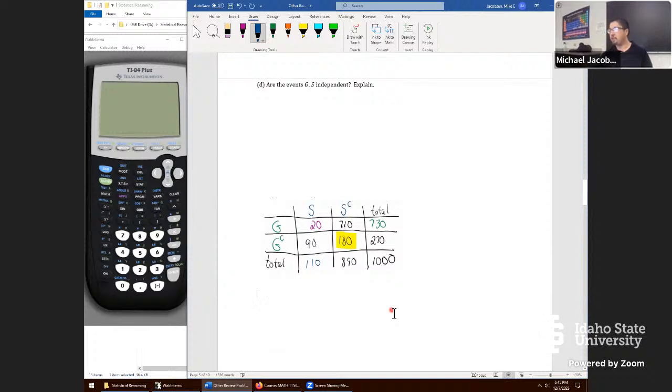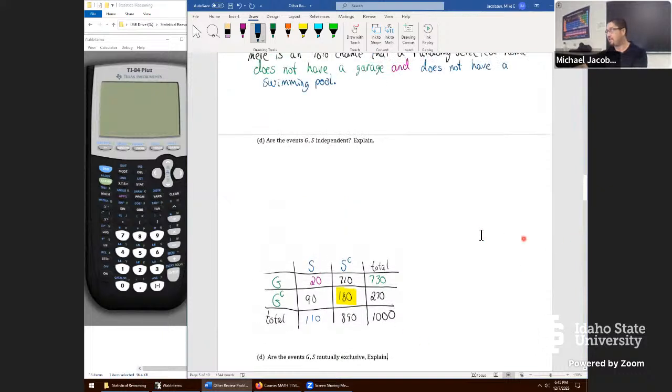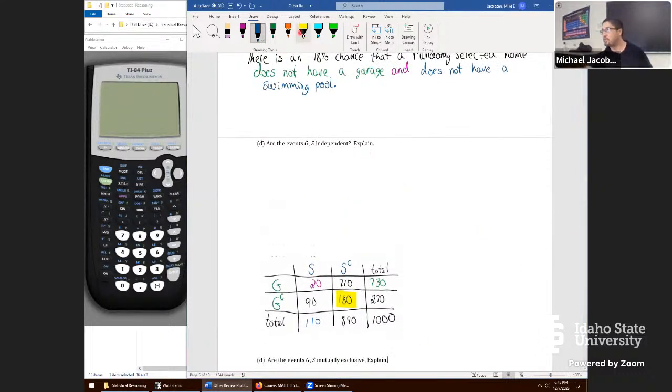We're running low on time, but I'll ask and answer this question when I post the full solutions to these notes. Are the events G, S mutually exclusive? Explain. We might not get to that one, but I will post the full solutions to this entire document. We'll put it on the Moodle webpage, and I'll answer that additional question as well, since I think that one's probably going to be important too. So let's first focus on independence and see where we end up.